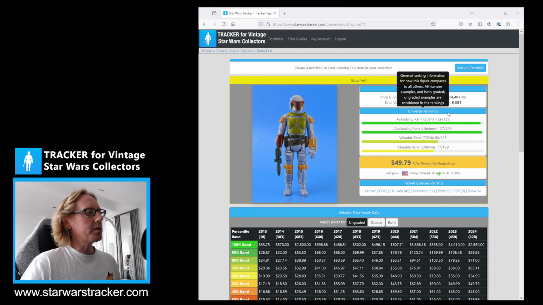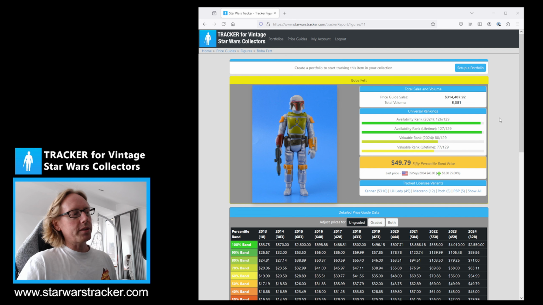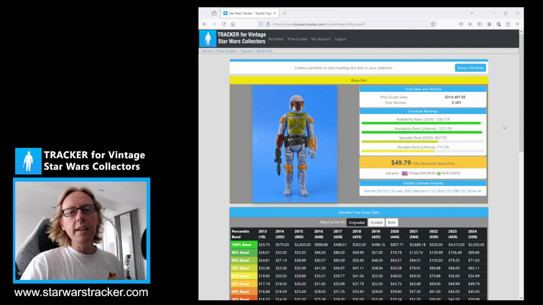This next section, the universal rankings, this is a bit more interesting. So what I've got here are two flavors of ranking. One of them is the availability, and the other is how valuable the item is. And each of those are broken down into rankings for the current year. So as of today, the current year is 2024. And then you've also got the same ranking over the lifetime. So I think these can be quite interesting just to see if there's a change in trend for the current year we're in, as compared to the overall lifetime trend that we see for that item.